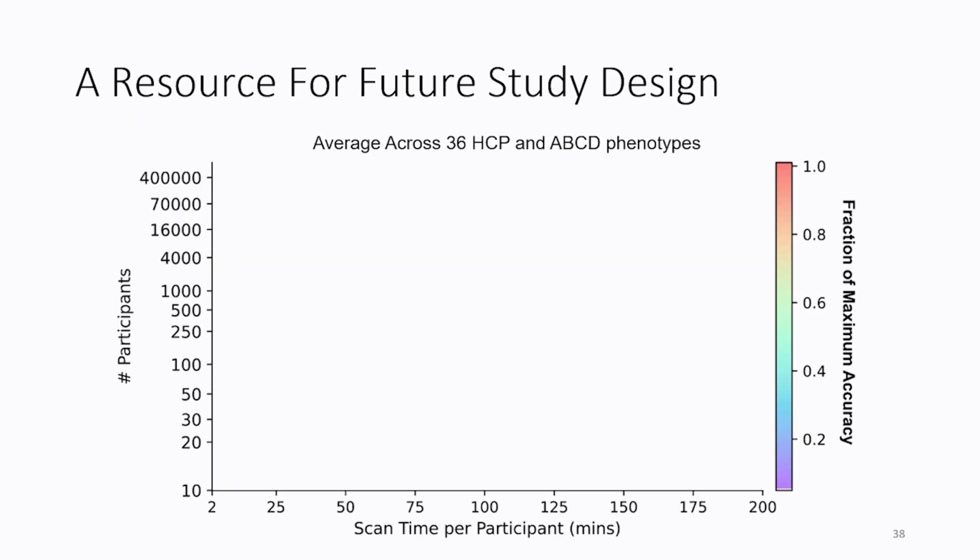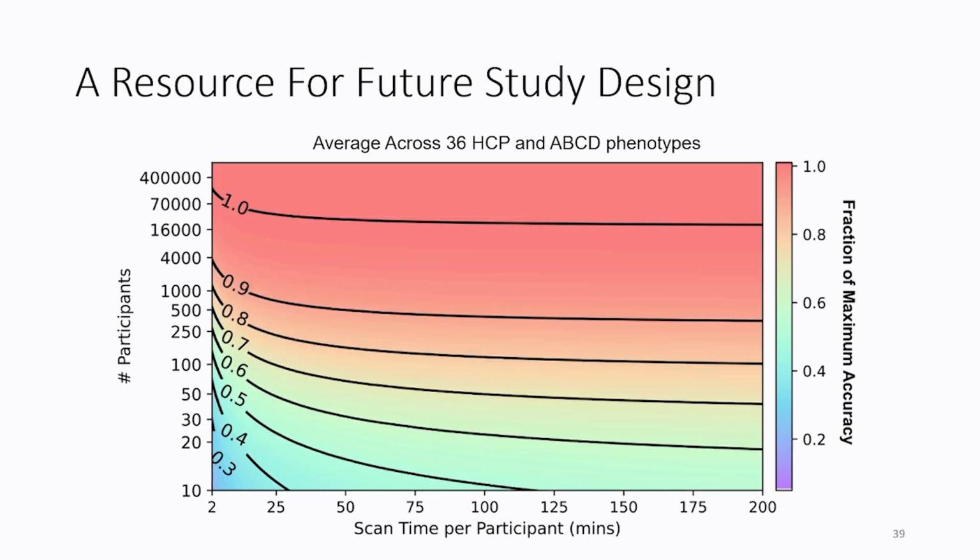So what I mean can be seen over here. On the x-axis, we have the participants, and on the y-axis, we have the scan time per participant. Every combination has a color that indicates the fraction of maximum accuracy you can achieve when you plug in this n and t, right? So here's the result. The black lines here correspond to places where the fraction of maximum accuracy was equal with the different combinations of scan time and sample size.